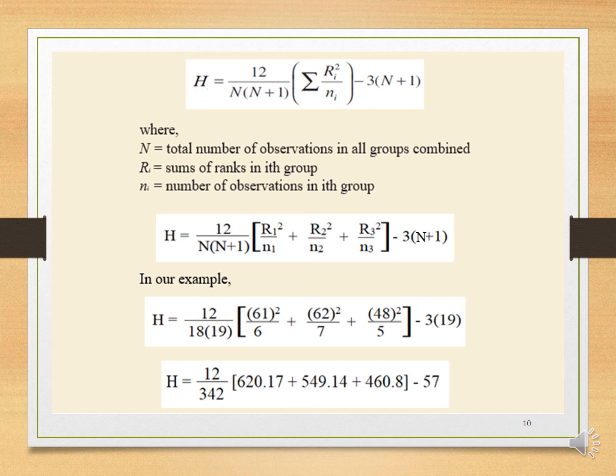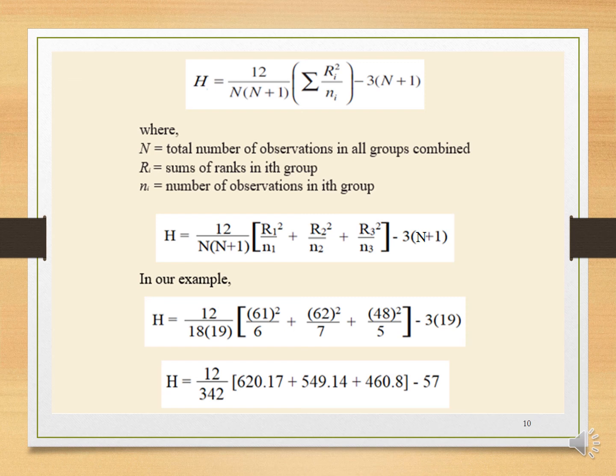So now we can calculate our test statistic. We're going to call it H, but just basically think of it as a chi-square value, and here we have our equation for calculating. It's 12 divided by N times N plus 1, times the sum of R squared divided by n, minus 3 times N plus 1. That sounds kind of confusing, but I'll show you right now how we actually get those numbers.